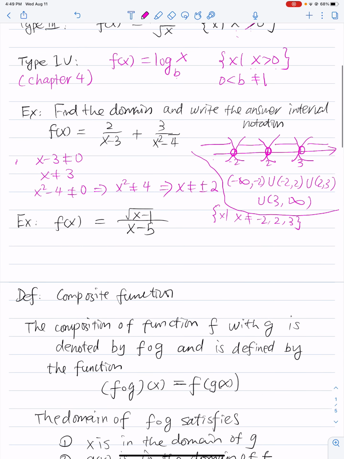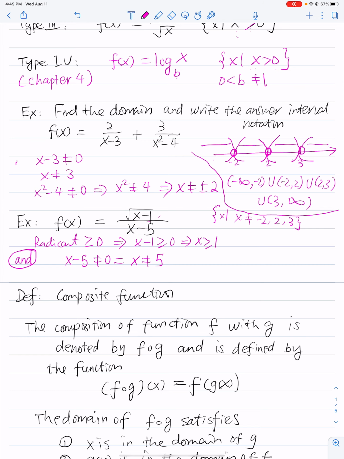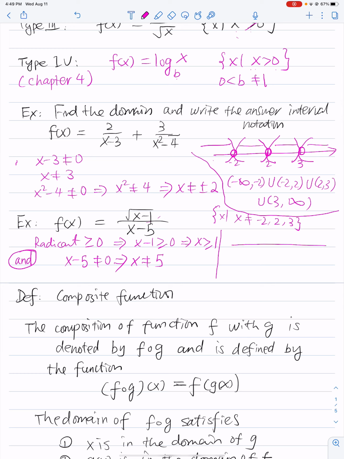For the next one, the radical function is on the numerator, not on the denominator, so the radicand has to be bigger than or equal to 0. This means x minus 1 is bigger than or equal to 0, then x is bigger than or equal to 1. But at the same time, you also need to make sure the denominator cannot be equal to 0, so x cannot be equal to 5.